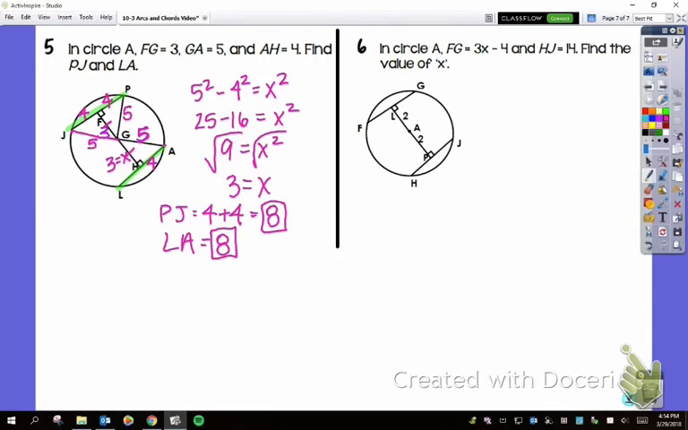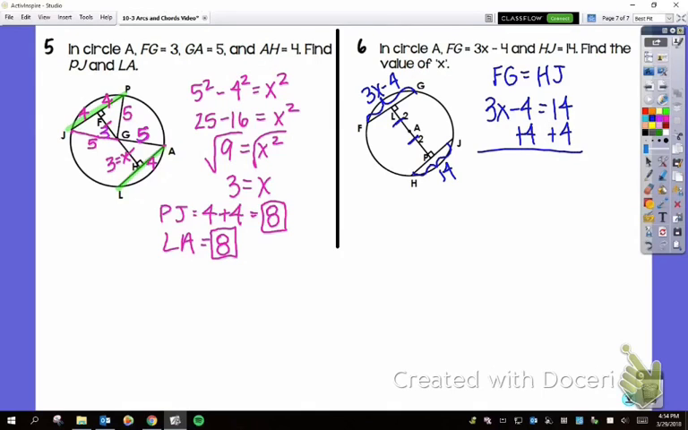Number 6 is more what you're going to see on a regular basis. Here we know that LA is 2 and AP is 2, which means that chords JH and GF are equal. So FG is 3x minus 4. HJ is 14. And we know that FG is equal to HJ, where we have 3x minus 4 equals 14. And you just solve for x by adding 4 and dividing by 3 to get x equals 6.